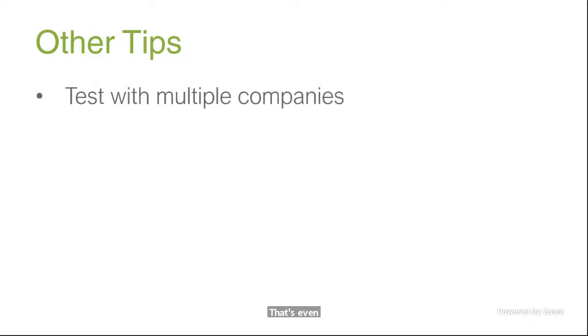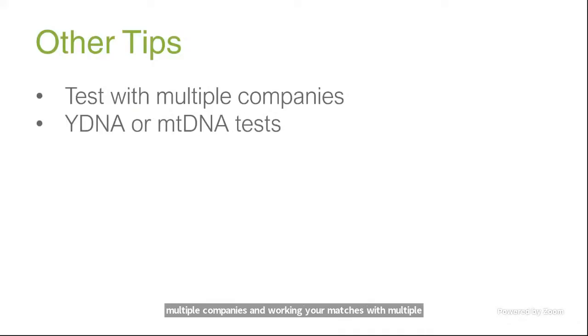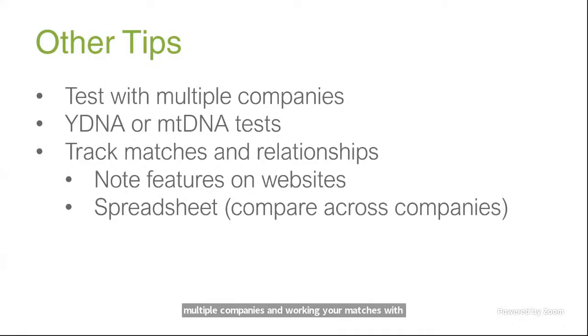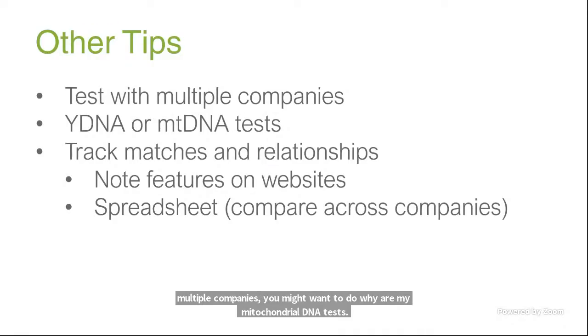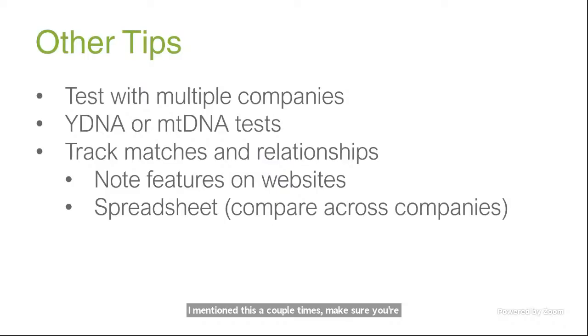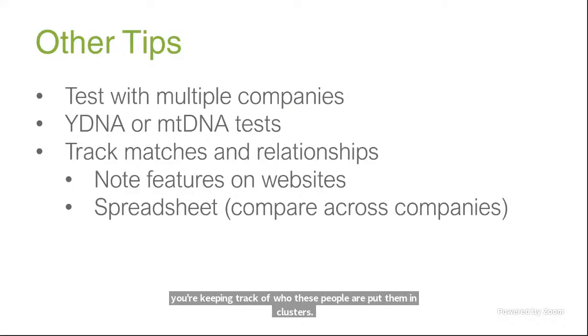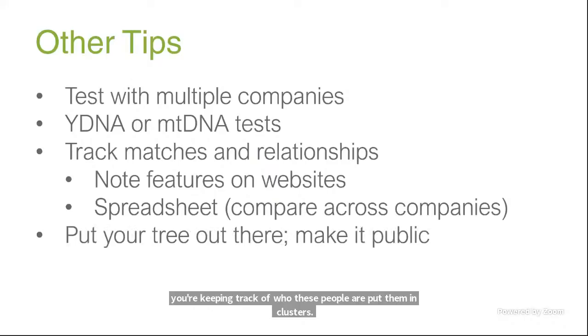Okay, and a couple other tips before we end. Make sure that you're testing with multiple companies and working your matches with multiple companies. You might want to do mitochondrial DNA tests. I've mentioned this a couple times. Make sure you're tracking your matches, the relationships. You can use the note features on the websites or spreadsheets, whatever it takes. Make sure that you're keeping track of who these people are, put them in clusters, do anything you can to organize the thousands and thousands of DNA matches that you have.